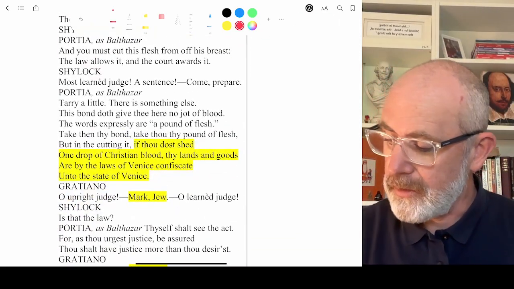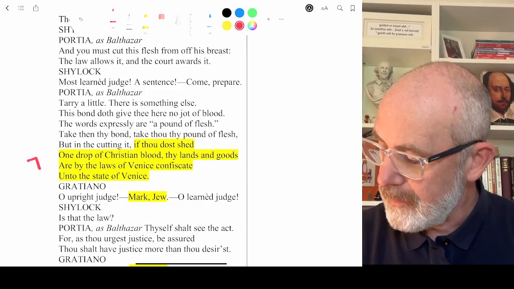And of course, then Portia pulls out, I think this is number 7. I'm not going to flick back.